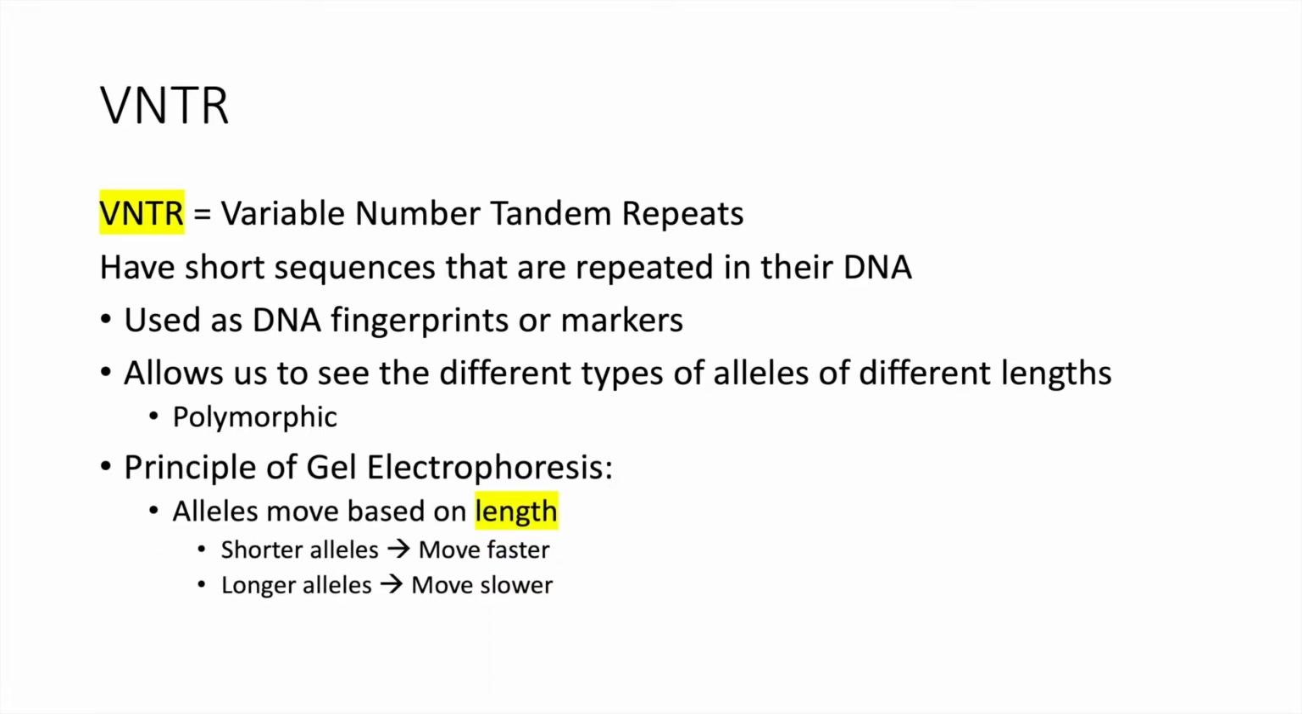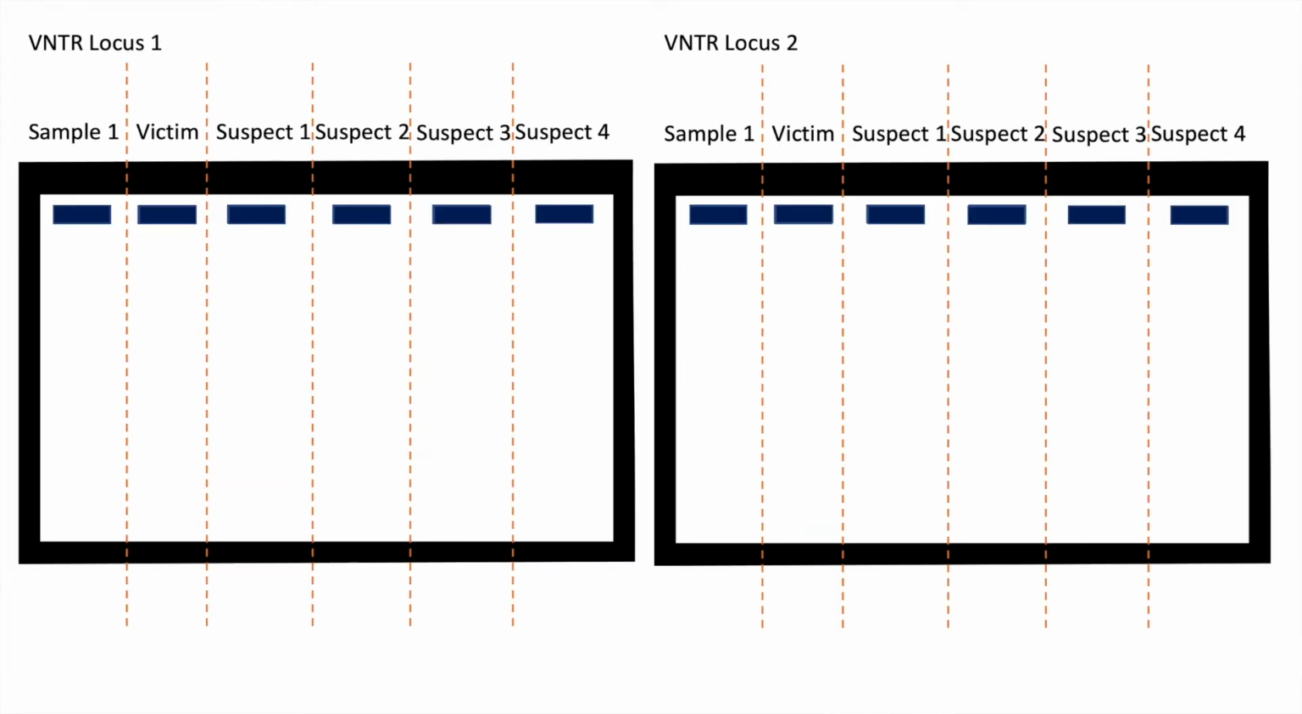We use our DNA samples and run them through gel electrophoresis, where the shorter alleles move faster while the longer alleles move slower. Here is an example of a repeat. The goal of gel electrophoresis is to be able to compare the alleles that run down the gel and look for any similarities in length of the allele between the suspects and the evidence sample.